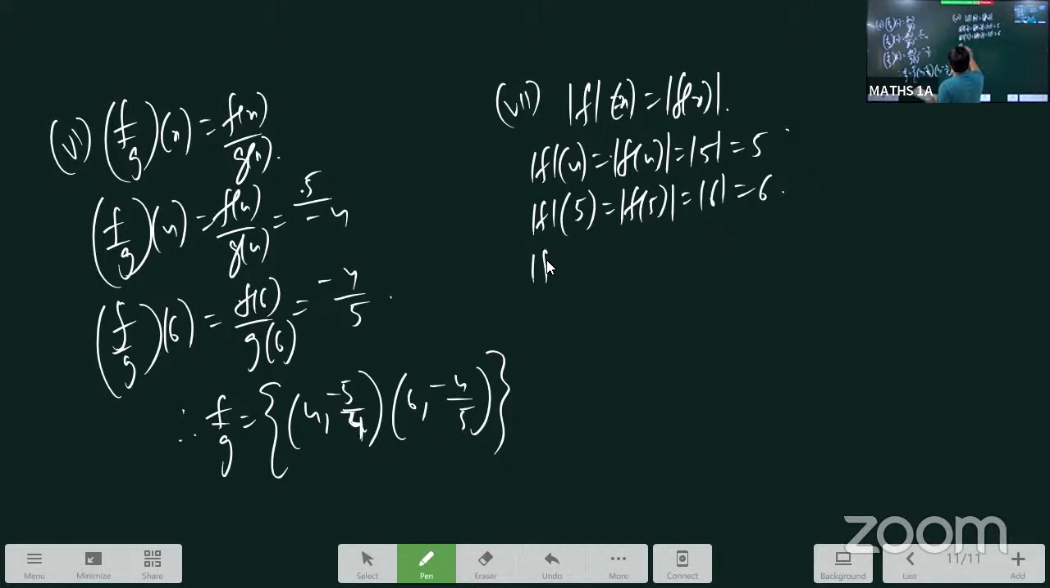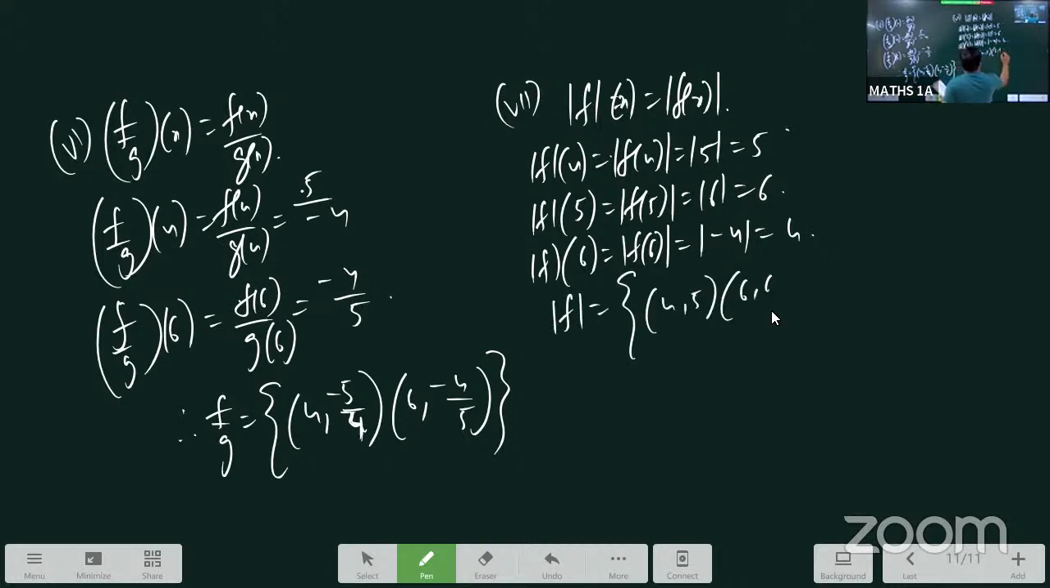Next, mod f of 6. That is mod of f of 6. What is f of 6? It is minus 4, that is plus 4. So mod f ordered pairs will be 4 comma 5, 5 comma 6 and 6 comma 4.